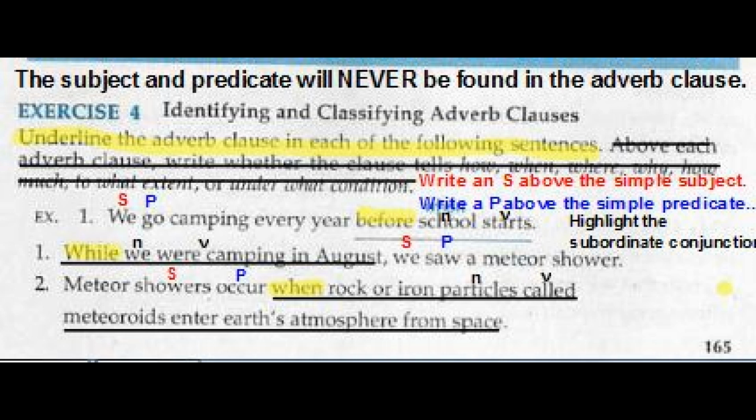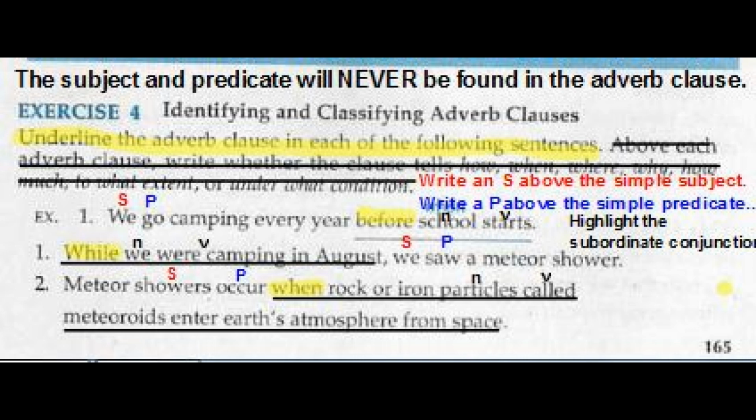Okay, exercise 4, identifying and classifying adverb clauses. Highlight these instructions. Underline the adverb clause in each of the following sentences. Now go ahead and mark out the rest of the directions because we're going to do this a bit differently. And then I want you to write these directions. Write an S above the simple subject. Write a P above the simple predicate. And then I ask you also to highlight the subordinate conjunction. So there's quite a bit you're going to be doing with each of these sentences, quite a bit of labeling and highlighting. I'm going to ask you to pause the video to write down those specific instructions.